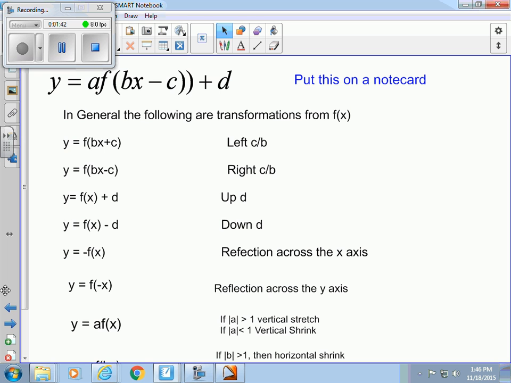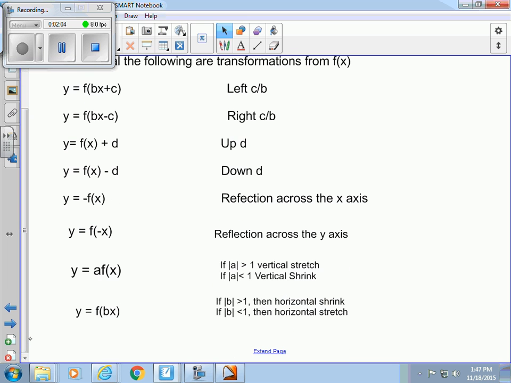Adding on the outside moves it up. Subtracting on the outside moves it down. A negative on the outside of a function is a reflection across the x-axis. A negative on the inside of the function is a reflection across the y-axis. And then a number multiplied on the outside of the function, you may remember with absolute values, that affected the slope. I remember that.